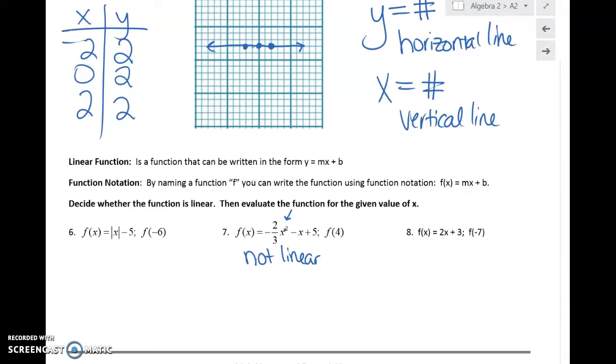Let's take a look at number 8. Is number 8 linear? 2x plus 3. Yes, linear. Now let's look at number 6. It kind of sort of looks linear because it's plain x, but what's around that x? What do those lines mean?